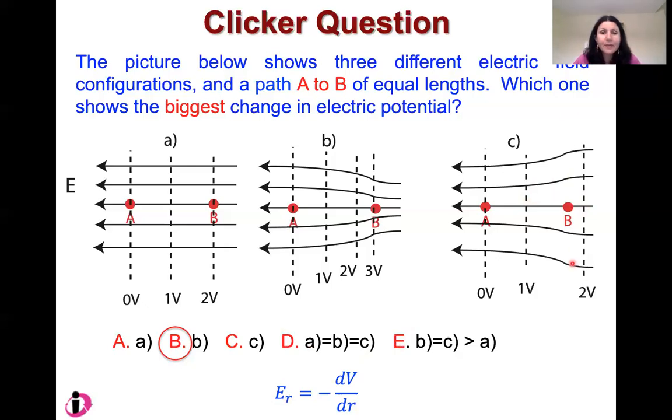So basically the biggest change when you go from A to B. The reason I chose to ask specifically about A to B, although it's just asking about change, is that if I asked about increase, because it's increasing to the right, you see that to go from A to B, in this illustration, you have 3 volts of change. Here you have 2, and here you have less than 2. So B is the one that represents the biggest change in voltage.